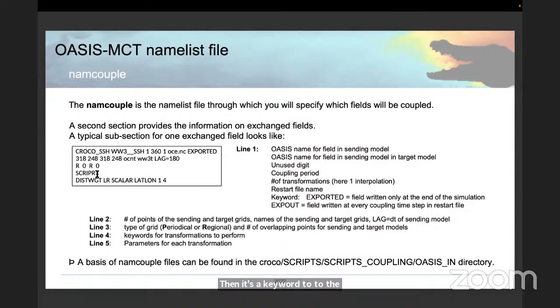prescribe the transformation that will be performed. So here, SCRIP, if you remember, is the name of the library for spatial interpolation. So it says, I want some spatial interpolation. And then the last line prescribes the type of transformations that we actually want. So here it was distributed weights in a long lat framework. So all this is detailed in the OASIS manual also, but it's just to give you an example. And for each variable that you want to exchange, you have to fill all these lines.